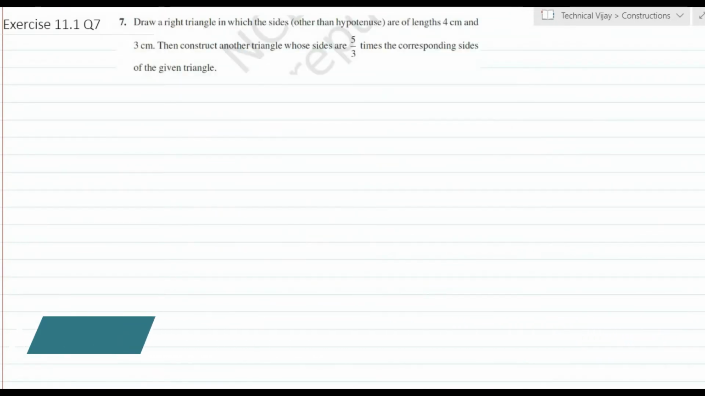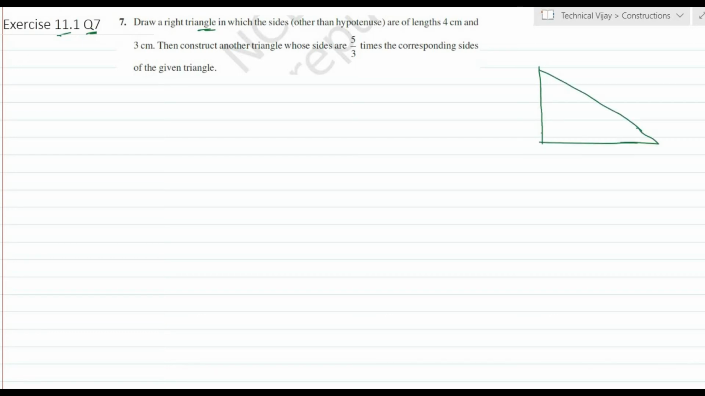So exercise 11.1, question number 7: draw a right angle triangle in which the sides other than the hypotenuse are of length 4 centimeter and 3 centimeter. This is a rough diagram. It is right angled at B. For example, this is A and C. Other than the hypotenuse, this side is 4 centimeter and this is 3 centimeter.